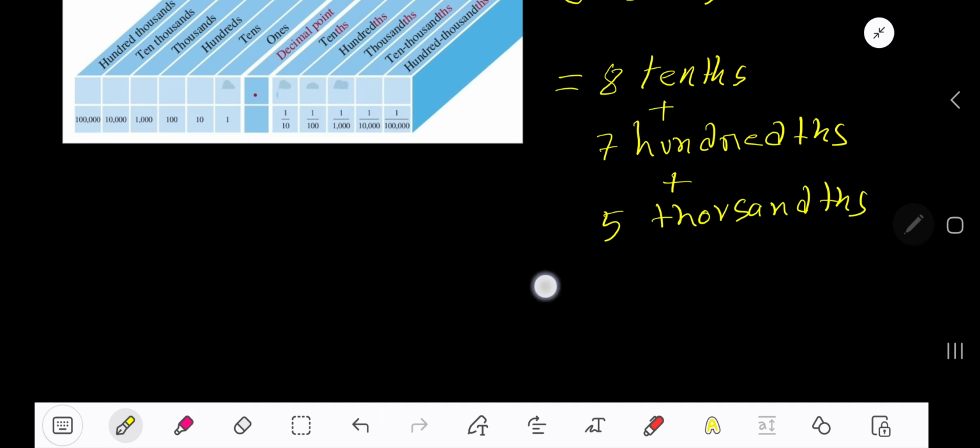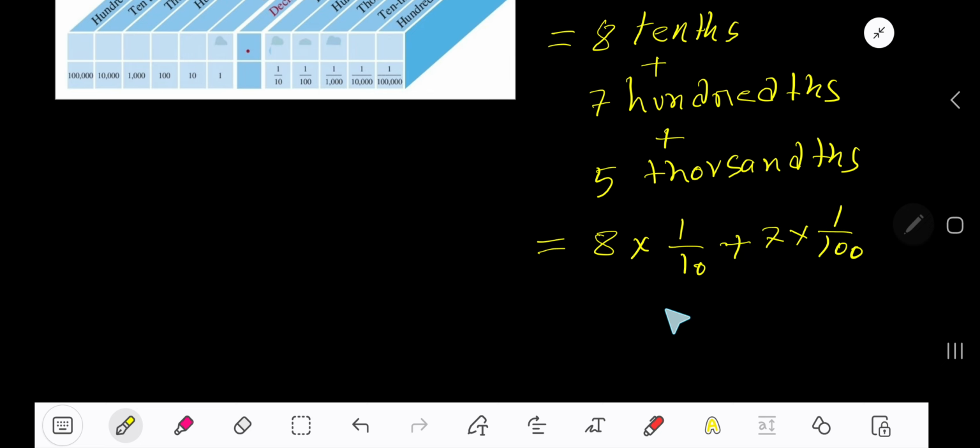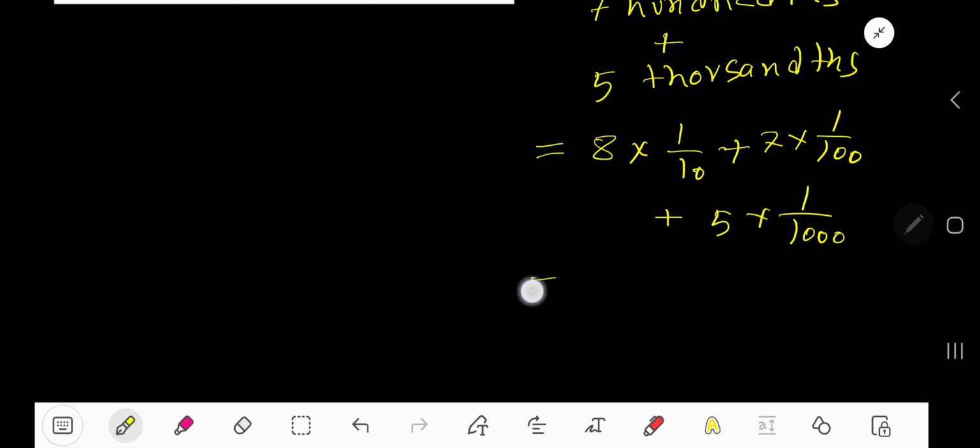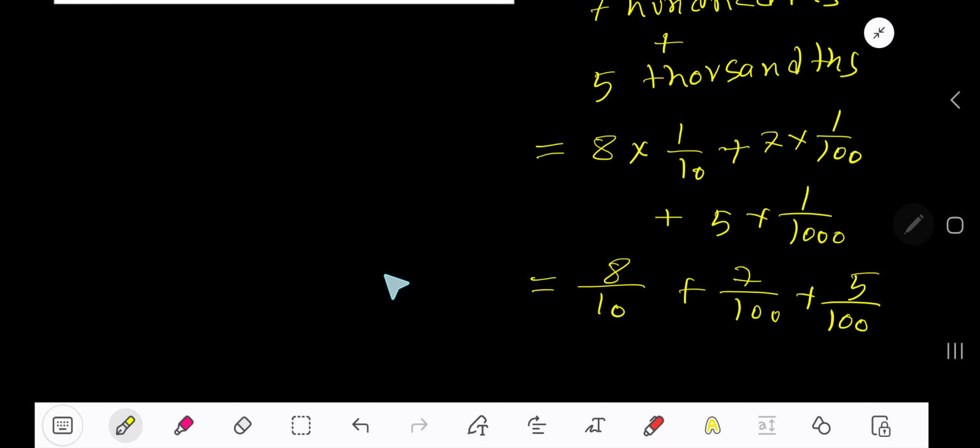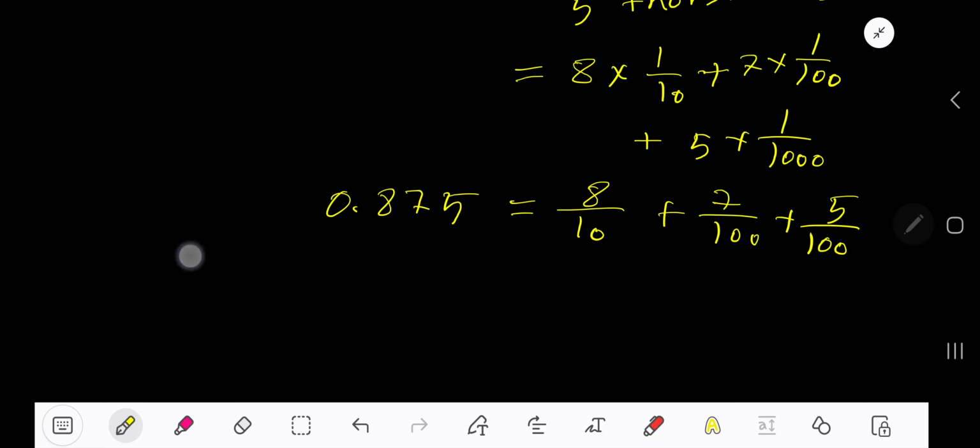Now you can also rewrite this. 8 times tenths means 1 over 10. 7 hundredths means 7 times 1 over 100. Then 5 thousandths means 5 times 1 over 1000. You can also rewrite this as 8 by 10 plus 7 by 100 plus 5 by 1000. So 0.875, this is the expanded form.